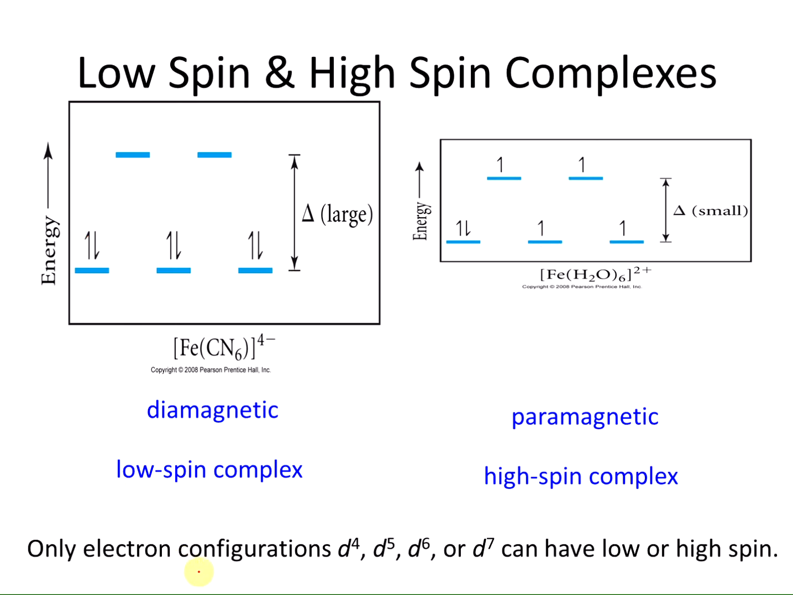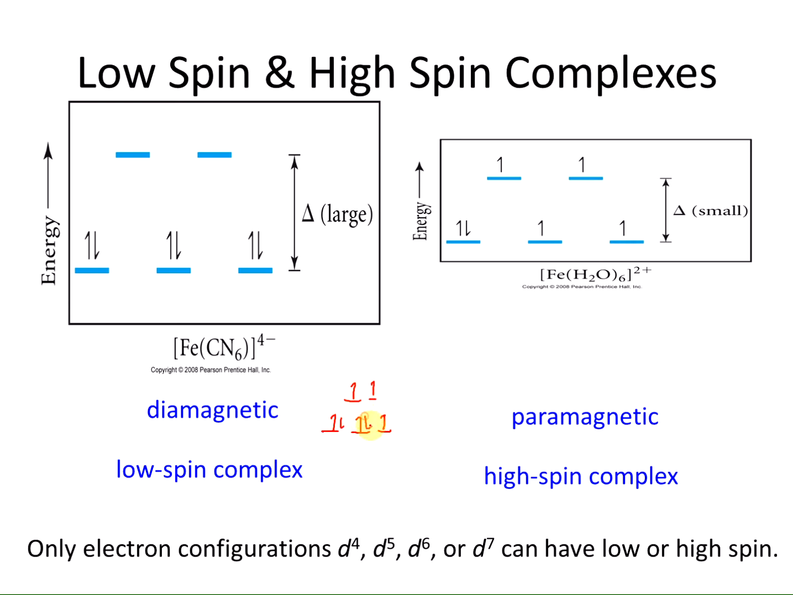Now if I'm looking at these configurations, only the d4, 5, 6, or 7 can have high or low spin. Because if I have 1, 2, or 3 electrons, I can only fill them in one way. If I do my 4th electron, I have a choice: either go high spin or low spin. So for the 4th, 5th, 6th, and 7th, I have choices where to put the electrons. So 1, 2, 3, 4, 5, 6, 7.